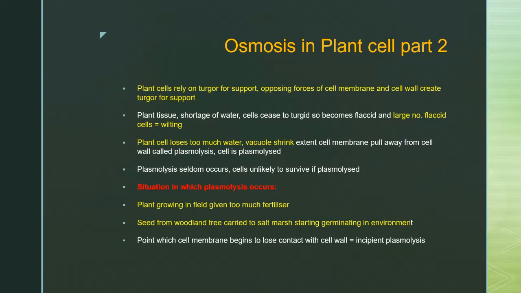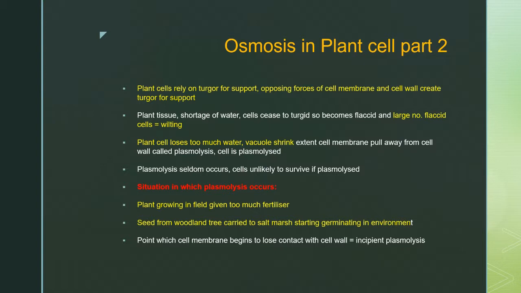Now, plant cells may lose too much water and the vacuole will shrink, and the extent to which the cell membrane will pull away from the cell wall is called plasmolysis, and the cell will be plasmolysed. So basically, when you lose too much water, the vacuole shrinks, the cell membrane pulls away from the cell wall, and plasmolysis will occur. But this seldom occurs, as cells are unlikely to survive if they're plasmolysed.